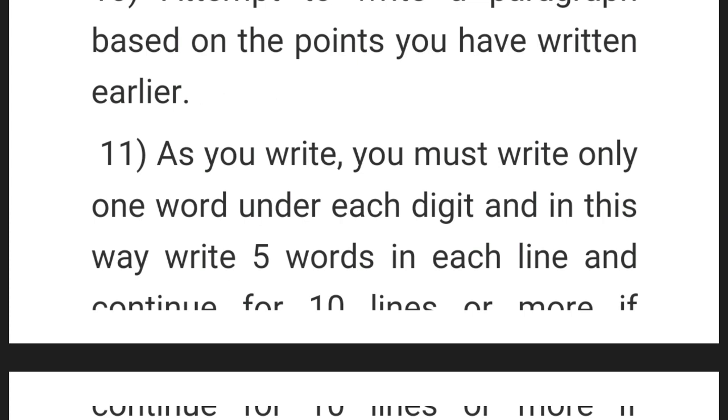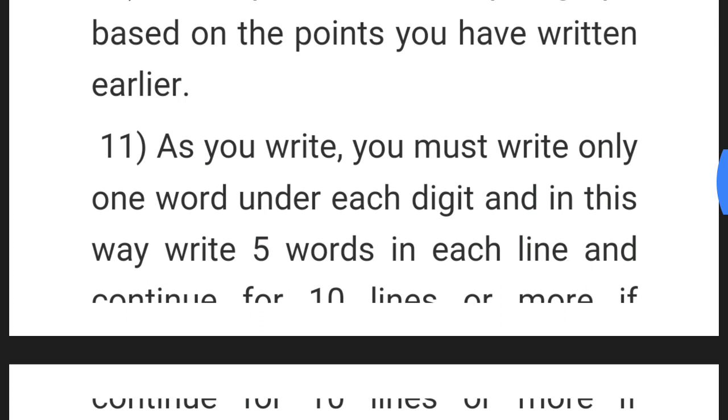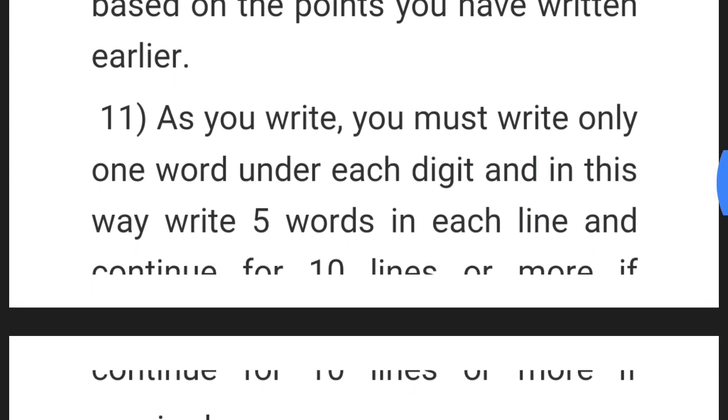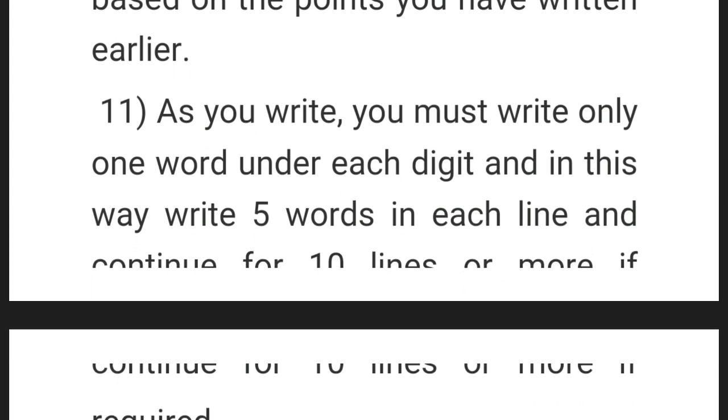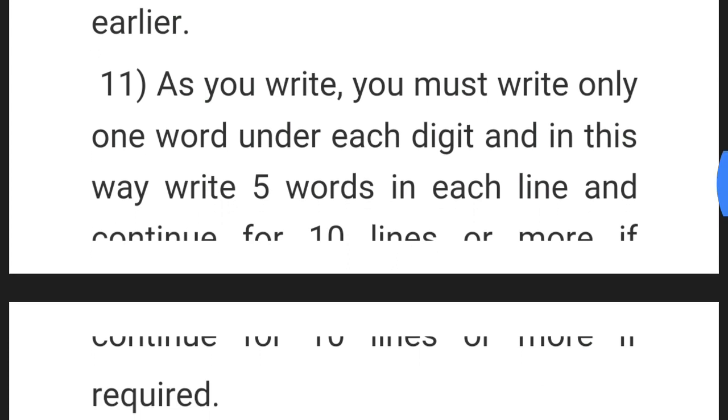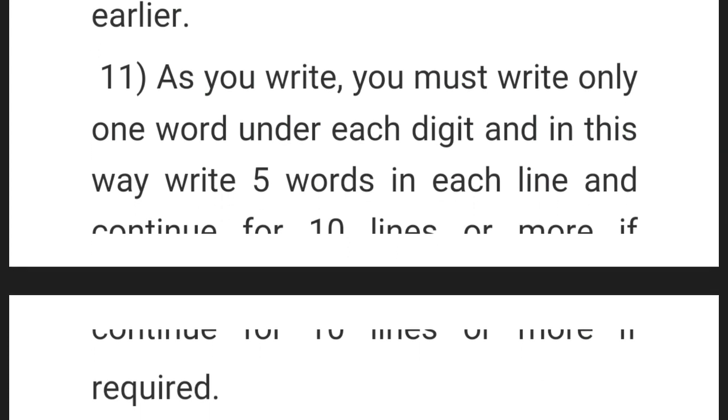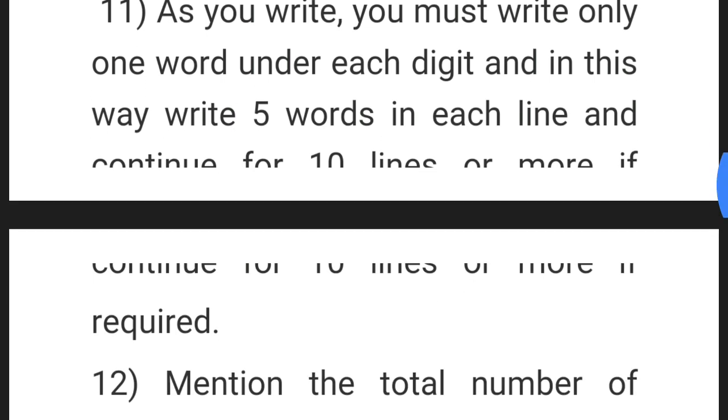There should be only 5 words written per line. So write one word under each digit, and in this way write 5 words in each line and continue for 10 lines or more if required. So you may continue in this way, 5 words in a line, again next line 5 words, again next line 5 words, again next line 5 words. In this way, total 10 lines. Why I am saying 10? Because your word limit is 50. So 5 into 10, 50.